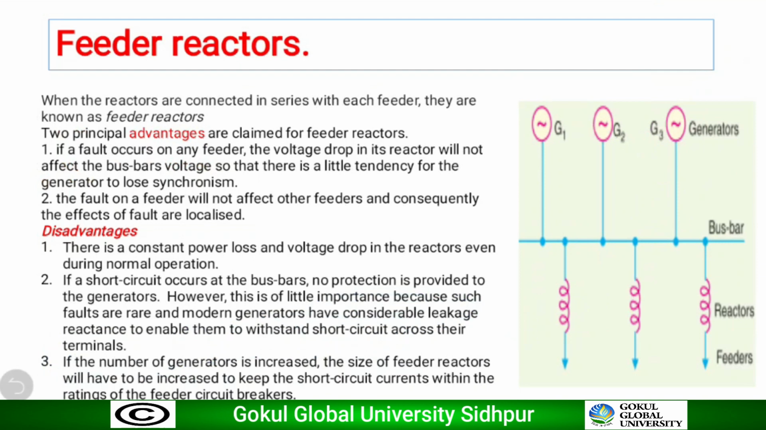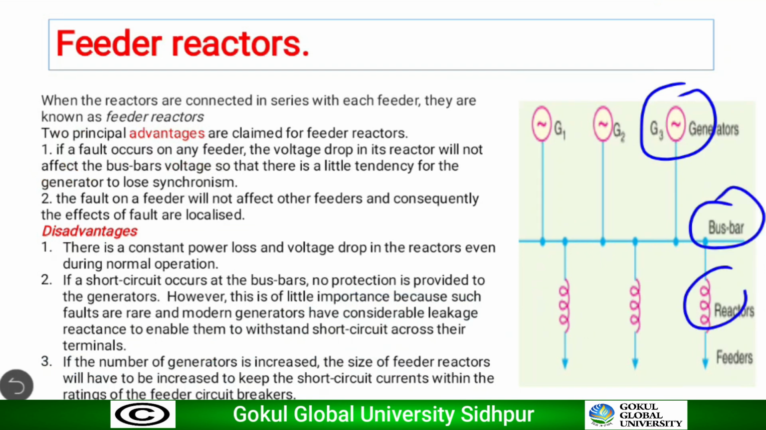Now next, feeder reactor. In this figure, we see this is the generating station and this is the bus bar. The reactor is connected between the bus bar and the feeder, in series with the feeder. When the reactors are connected in series with each feeder, they are known as feeder reactors.